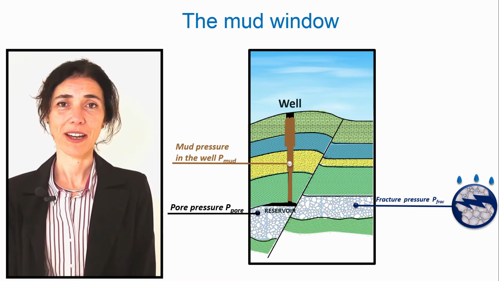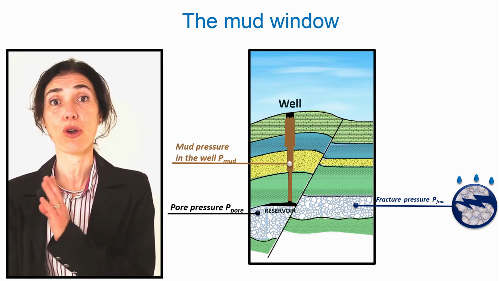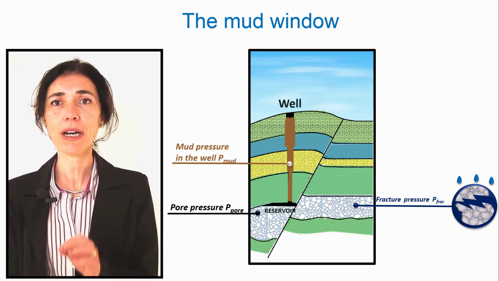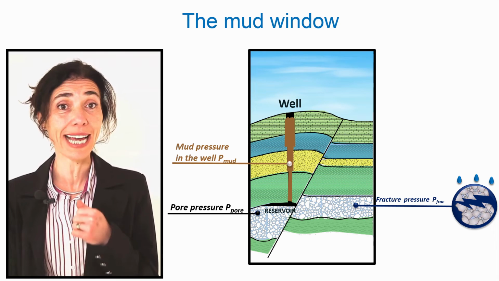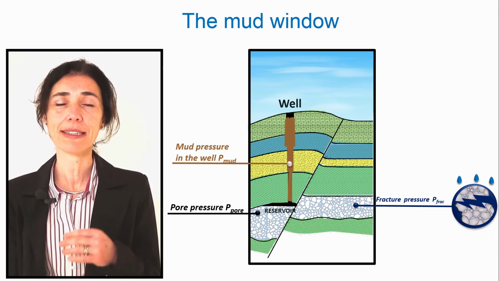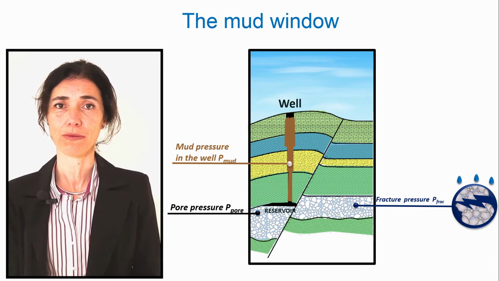You're right. A fluid always flows from high pressure to a lower pressure. If the mud pressure is higher than the pore pressure, the formation fluid cannot enter the well. It remains in the formation and there is no risk of blowout.